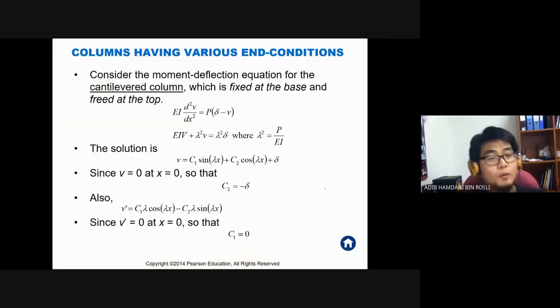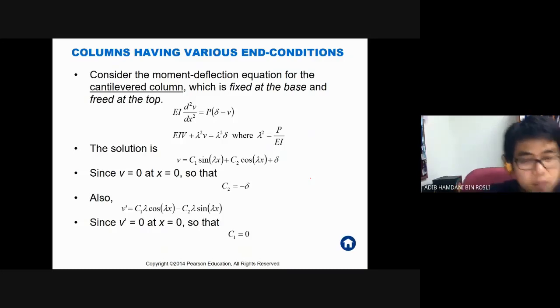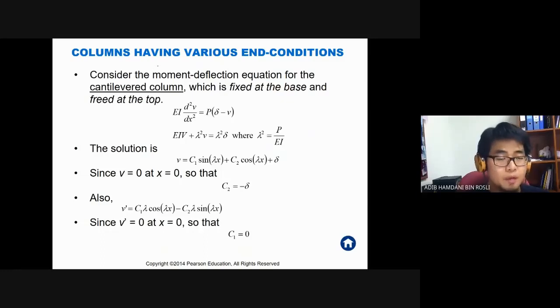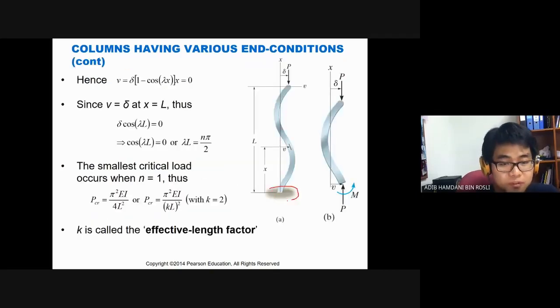Okay, now we go to the last part: columns having various end conditions. Now you have various different end conditions. So now we consider a cantilevered column, which is fixed at the base and free at the top. For instance, like this, fixed here and free here.